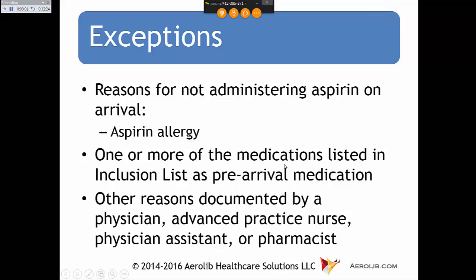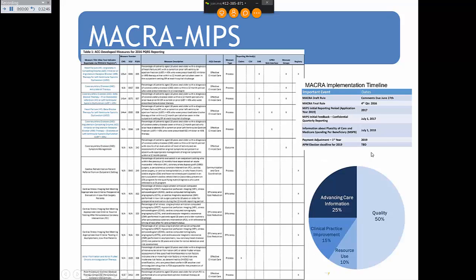So an exception, a reason for not administering aspirin, is an aspirin allergy. So aspirin is one point that has to be mentioned. Was it given? When was it given? Was it not given? Why was it not given? And it needs to be part of the documentation by either the physician, the APN, the physician assistant, the pharmacist, whoever is part of the team. The record needs to be informed.